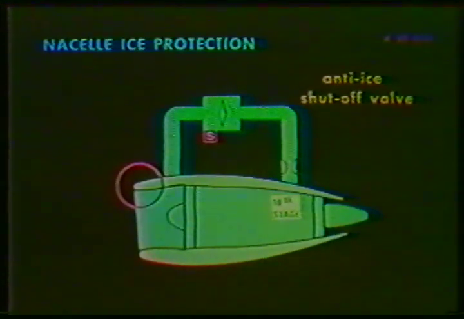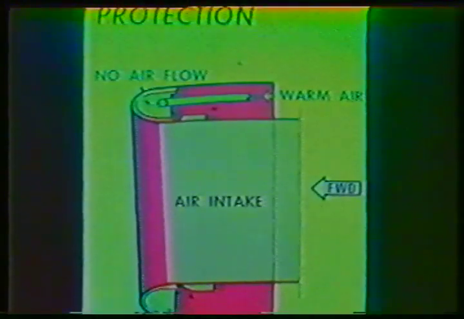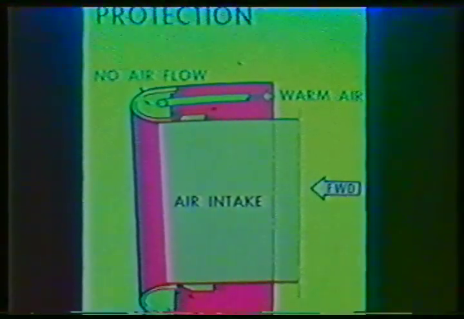Now, let's talk about nacelle ice protection, which also uses hot air. The nacelle air supply is bled from the 10th stage of the engine through an electro-pneumatic shutoff valve. The 10th stage air flows inside the double skin of the nacelle leading edge, then is dumped overboard.